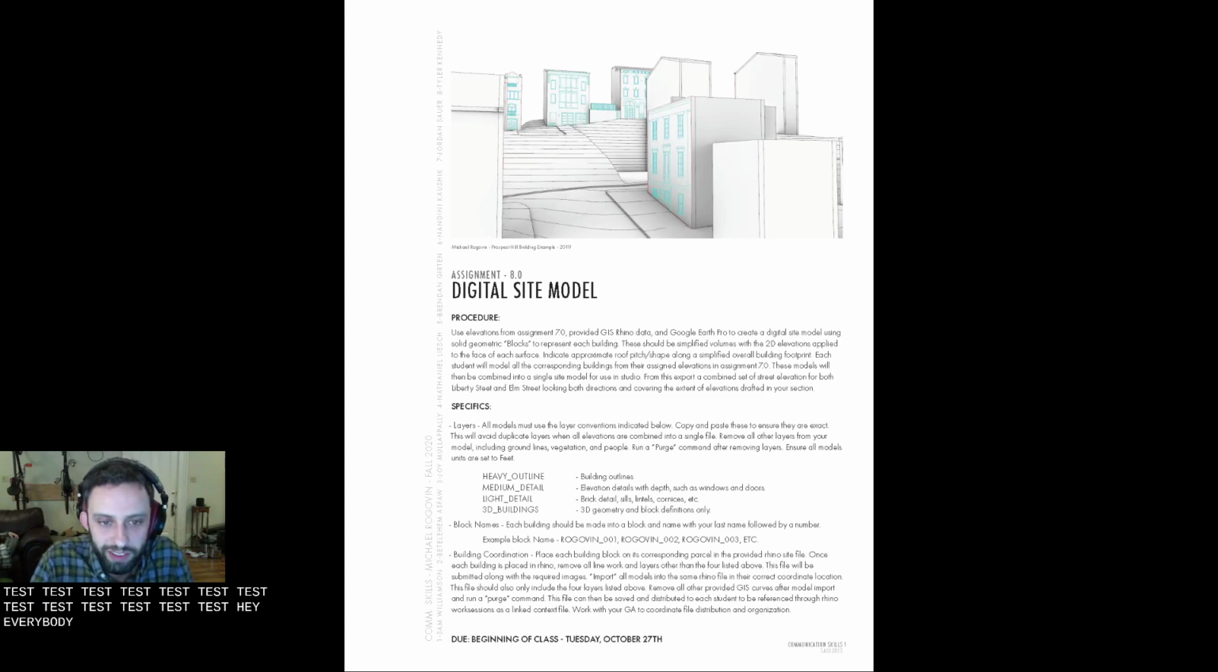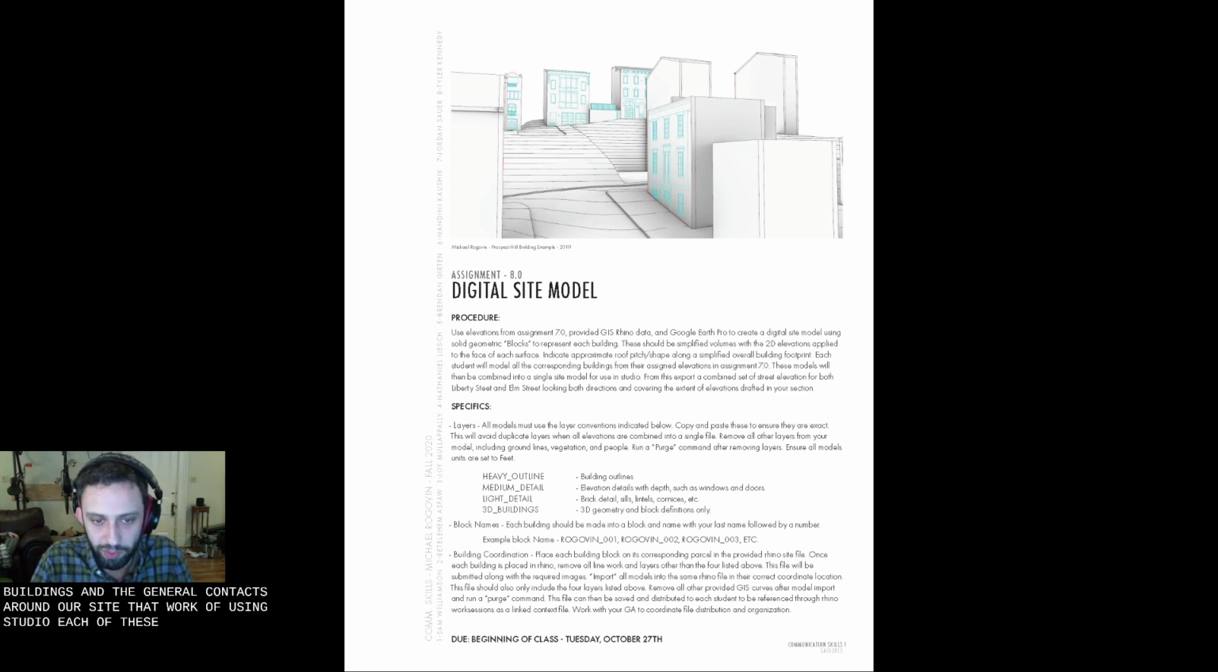Hey everybody, so this is going to be an introduction to assignment 8, which would be our digital site model assignment. So for this, we're going to use the elevations that were drafted in assignment 7, as well as the provided GIS information in Rhino and Google Earth Pro to create simplified building volumes for the neighboring buildings and the general context around our site that we're going to be using in Studio.